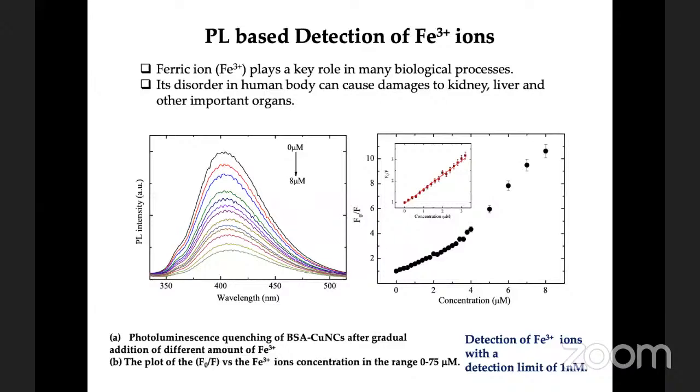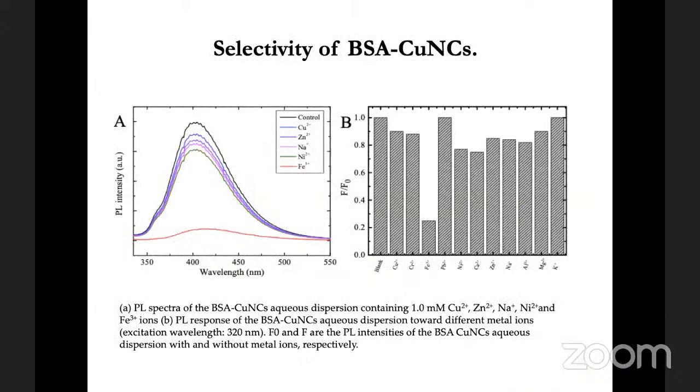We have also investigated the effect of interference of different ions: copper, zinc, sodium, nickel, and so on. As you see on the left-hand side, the PL intensity of these BSA capped copper nanoclusters remains more or less the same in the presence of all other ions, while in the presence of Fe3+ ions, it drastically goes to lower values.